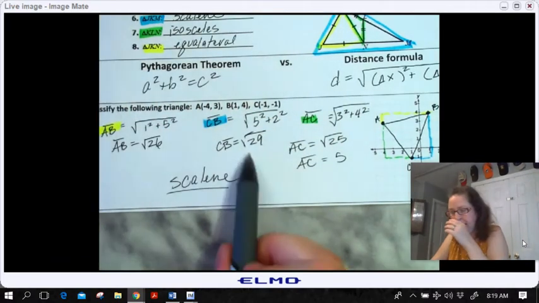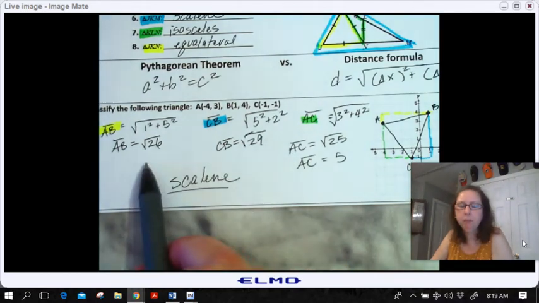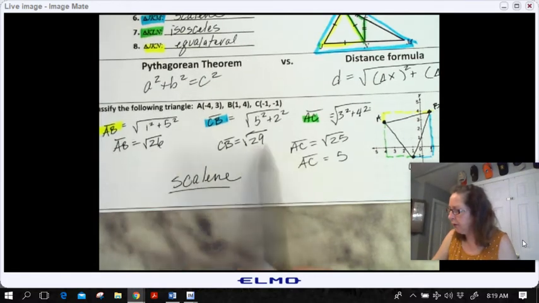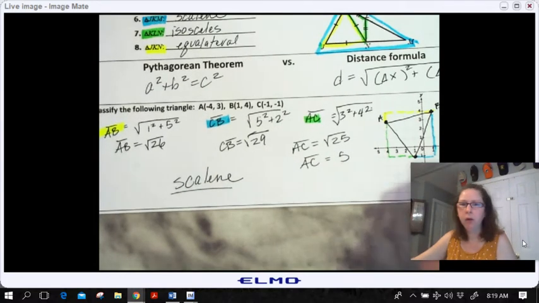Scalene. So you don't even have to simplify or convert these to decimals to figure this out. They already are not the same numbers here. All right, great job, guys.